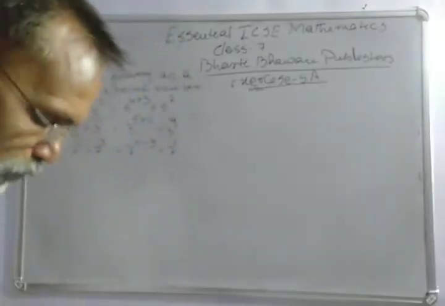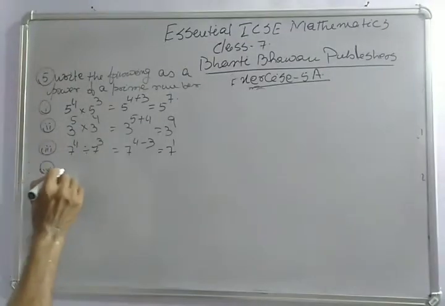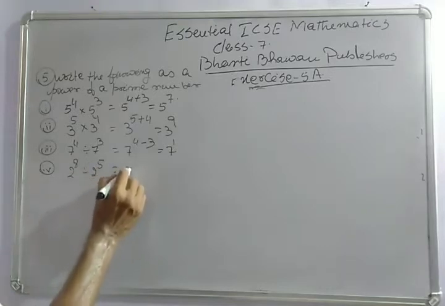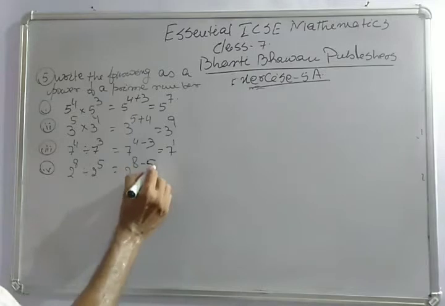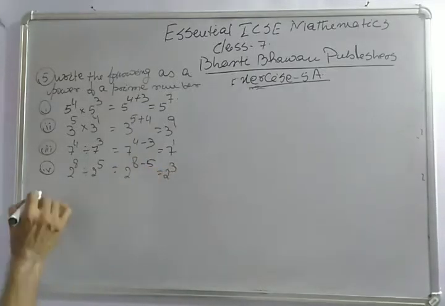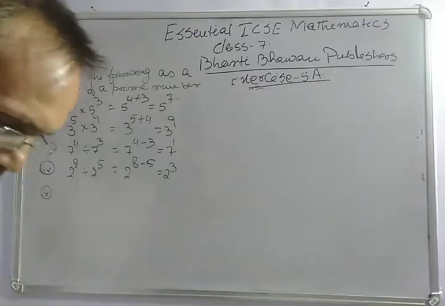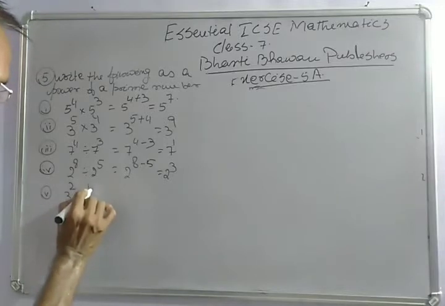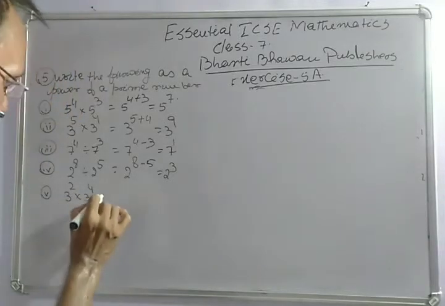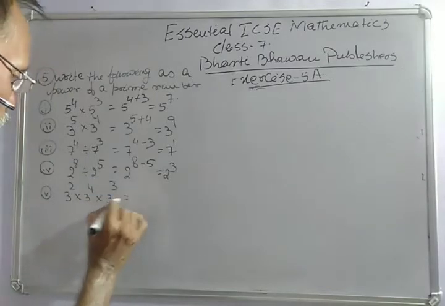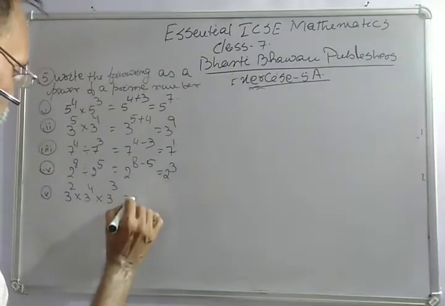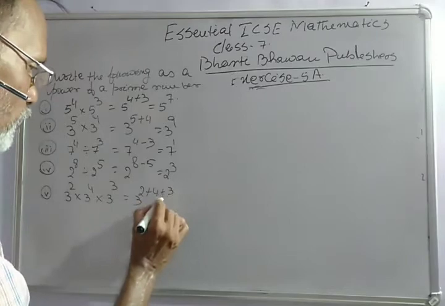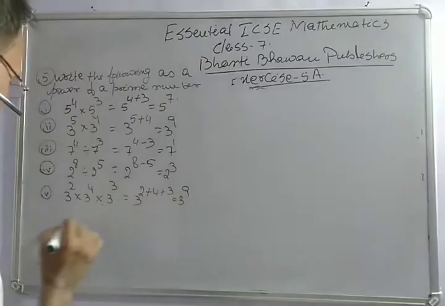Then the next one is 2 to the power 8 divided by 2 to the power 5. So this is equal to 2 to the power 8 minus 5, which is 2 to the power 3. Number 5 is 3 to the power 2 into 3 to the power 4 into 3 to the power 3. Multiplication is performed and the bases are equal, so this is equal to 3 to the power 2 plus 4 plus 3, which is 3 to the power 9. Then number 6.